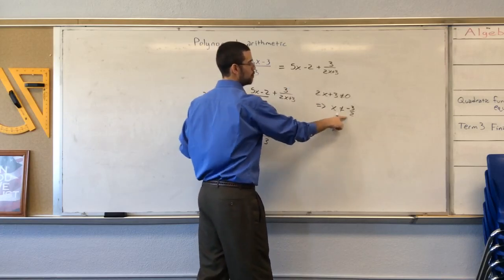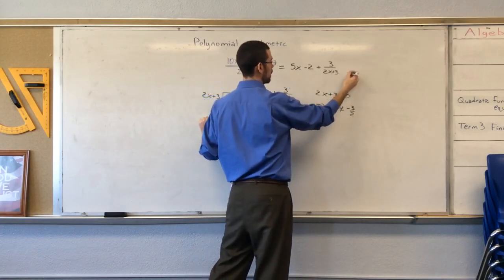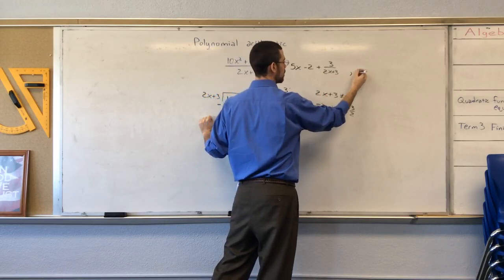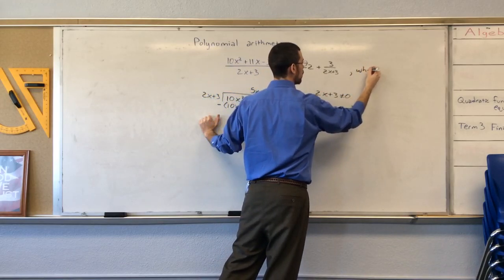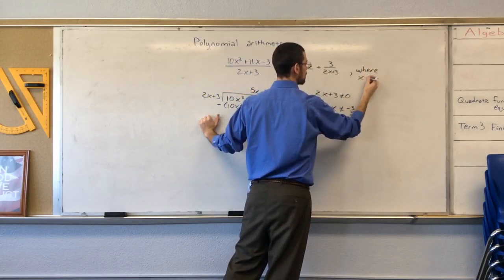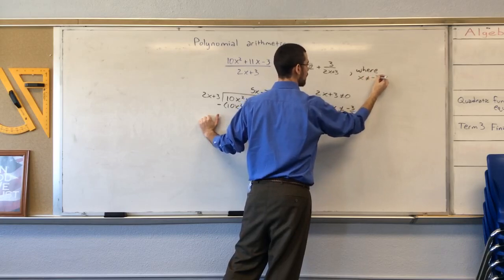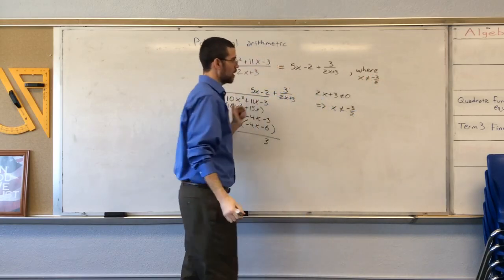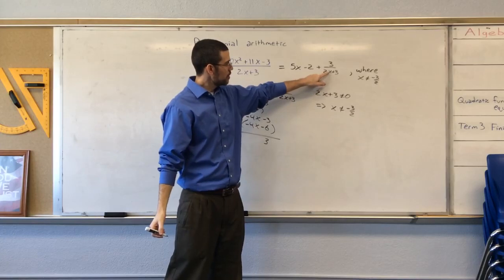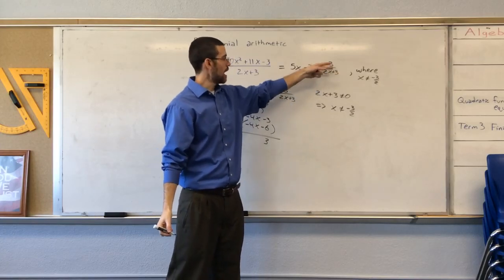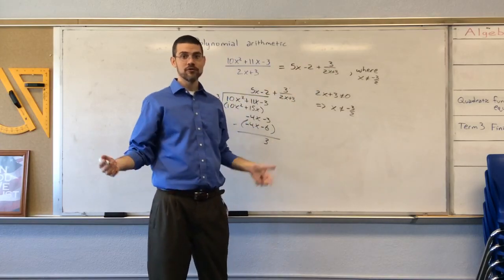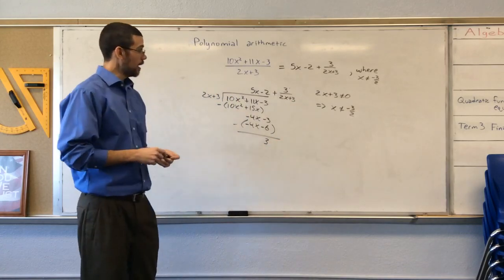So we have to make this condition. We say, here's our quotient, except that x cannot equal negative 3 halves. If x equaled negative 3 halves, this denominator would be 0, and that part of our quotient would be undefined. And we're done.